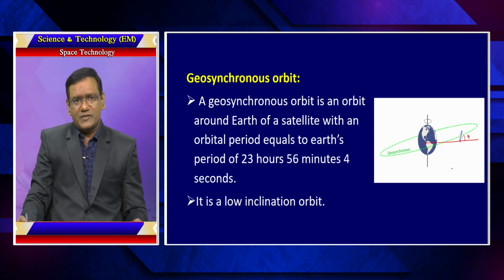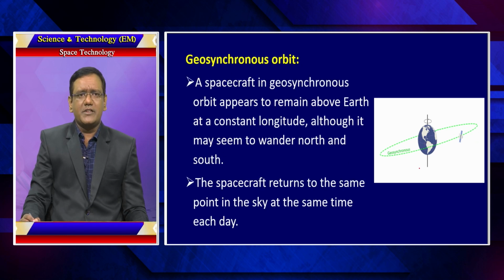So geosynchronous orbit means an orbit that revolves around the Earth, where the time period of that satellite is equal to the time period of the Earth. That is why it is called geosynchronous orbit. Geo means Earth, synchronous means it is in sync with the time period of the Earth.